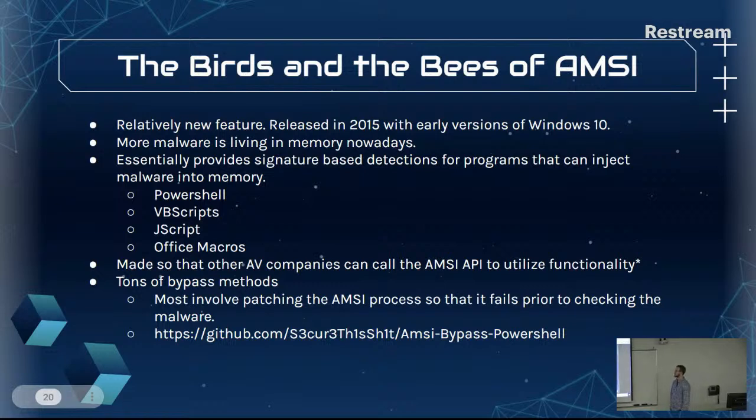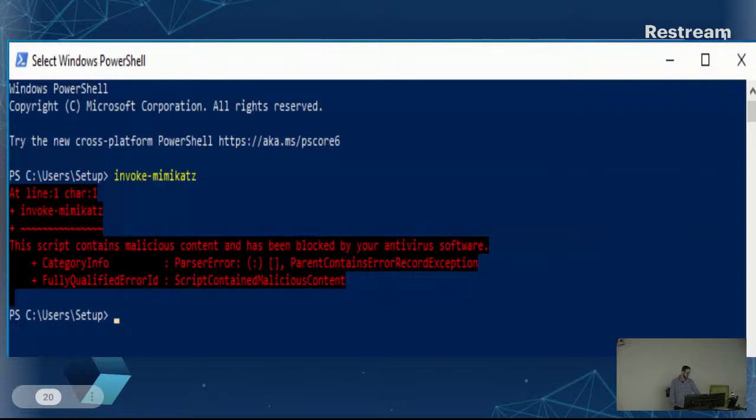There are tons of bypass methods though. Most of them involve patching the AMSI process so that it will fail prior to actually checking the malware. Once you get it to fail, you can just load your payload directly into memory and AMSI won't notice. There's a GitHub link to a bunch of resources on AMSI security. The GitHub is fantastic. He has a bunch of three-hour-long videos if you're ever interested in bypassing AV.